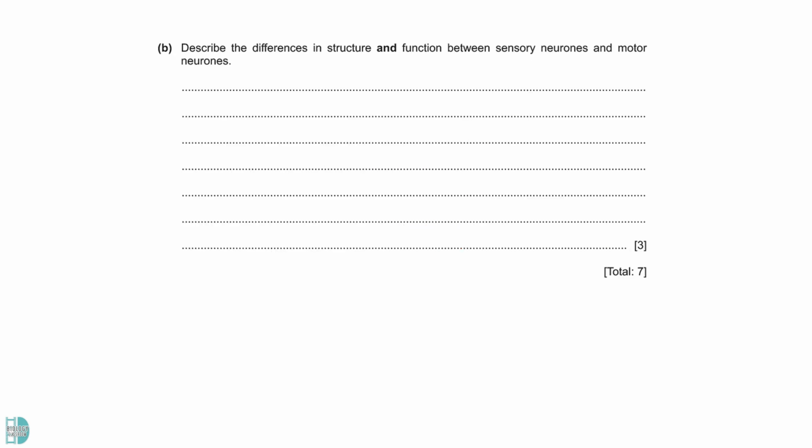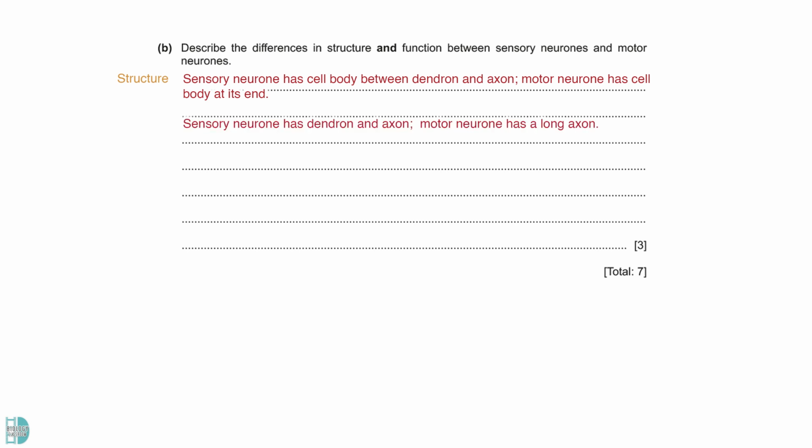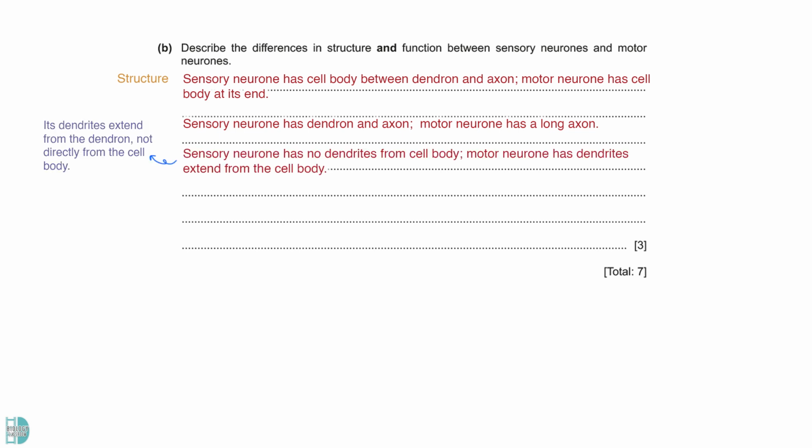B. Describe the differences in structure and function between sensory neurons and motor neurons. Let's compare the structure first. The cell body of a sensory neuron is located between its dendron and axon, while for a motor neuron, it is at the end of the cell. A sensory neuron has a dendron and axon, but a motor neuron only has a long axon. It does not have dendrons but has smaller fibers called dendrites. Sensory neurons have no dendrites from the cell body, as they branch from the dendron. Motor neurons have dendrites that extend from the cell body directly.